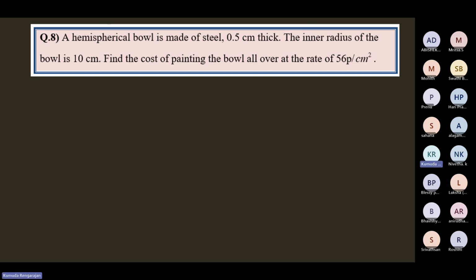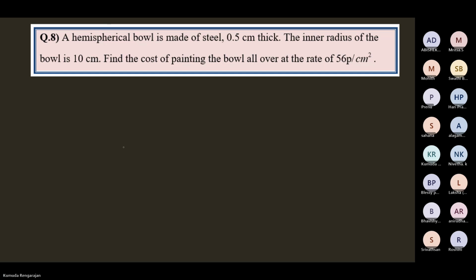A hemispherical bowl is made of steel, 0.5 centimeters thick. The inner radius is 10 centimeters. Find the cost of painting the bowl all over at the rate of 56 paise per centimeter square.